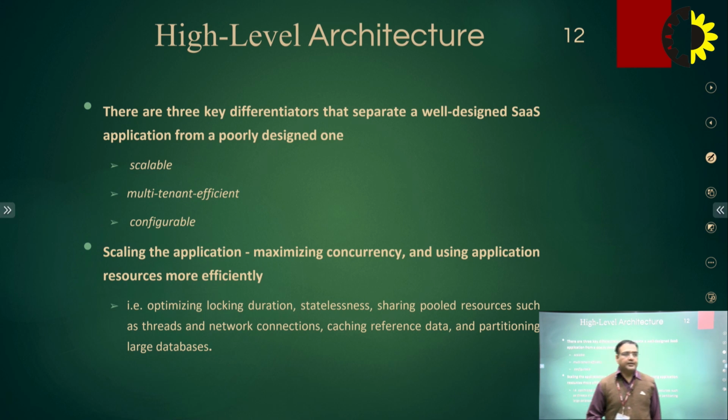There are three key differentiators that separate a well-designed SaaS application from a poorly designed one: scalable, multi-tenant, and configurable. These are some features, meaning you can upgrade or downgrade the size of the applications. Size of the applications means software as a service, the number of applications to be used. You can minimize or maximize the applications.